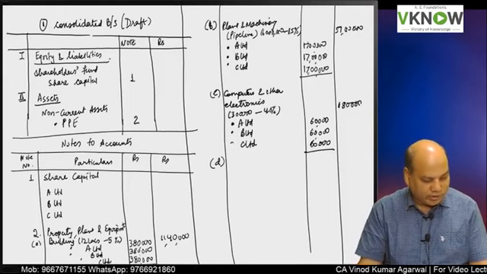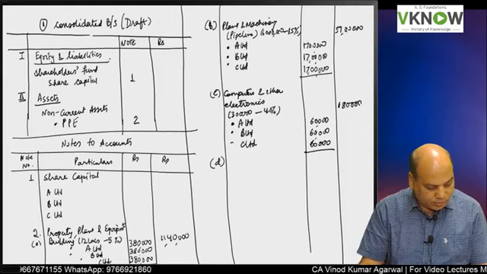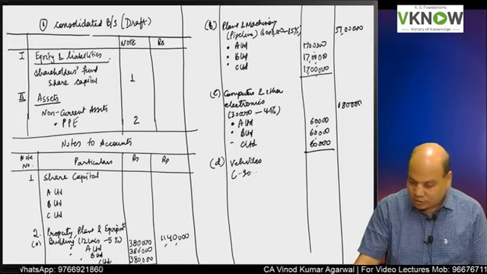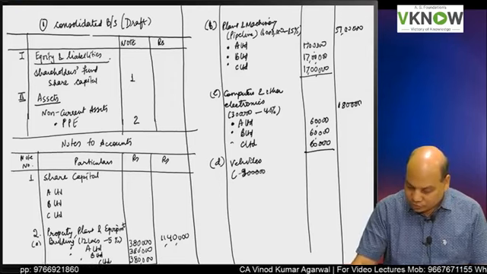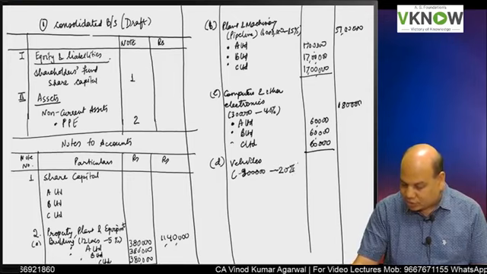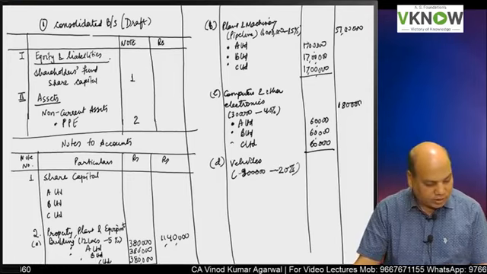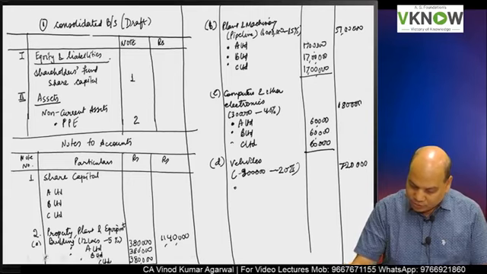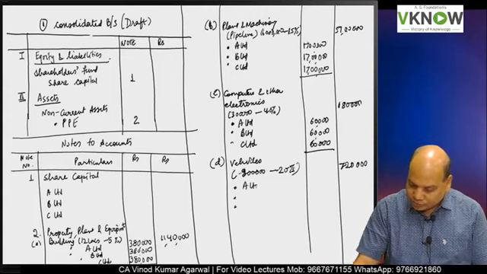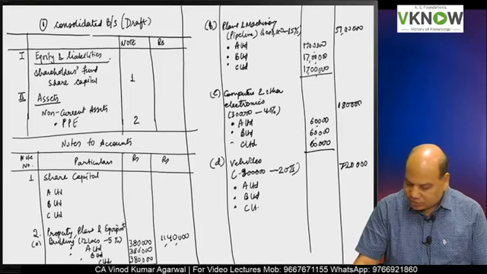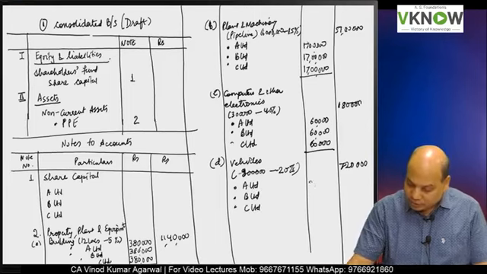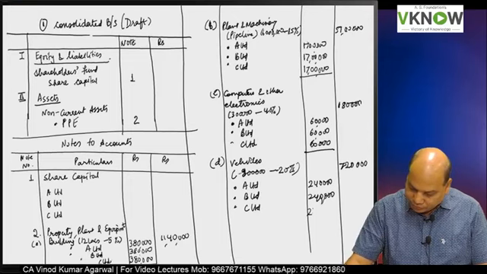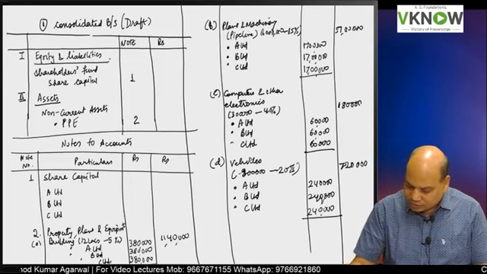And there is one more asset, and that is vehicles. The cost of this vehicle is 9 lakh. Depreciation 20%. So that will come to 7 lakh 20,000. And again you write the name of the 3 venturers A, B, C. 7 lakh 20,000 divided by 3. So each venturer will record 2 lakh 40,000 share in the asset.